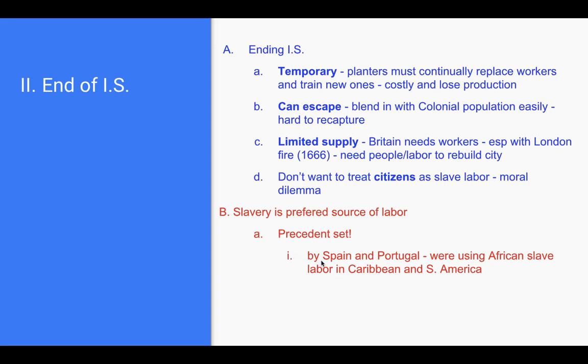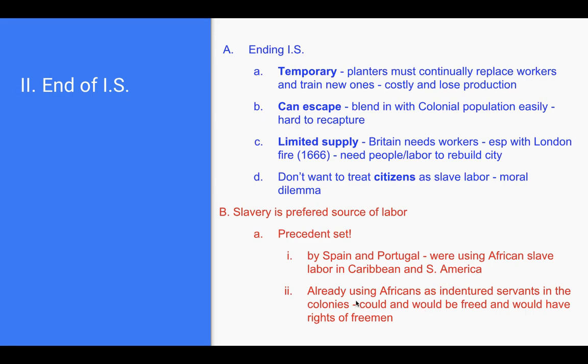So a precedent was set by Spain and Portugal, who were already using African enslaved people or African slave labor in the Caribbean and in South America. So the British could do the same thing that the Portuguese and the Spanish were already doing. There was already a system in place for trading enslaved labor.